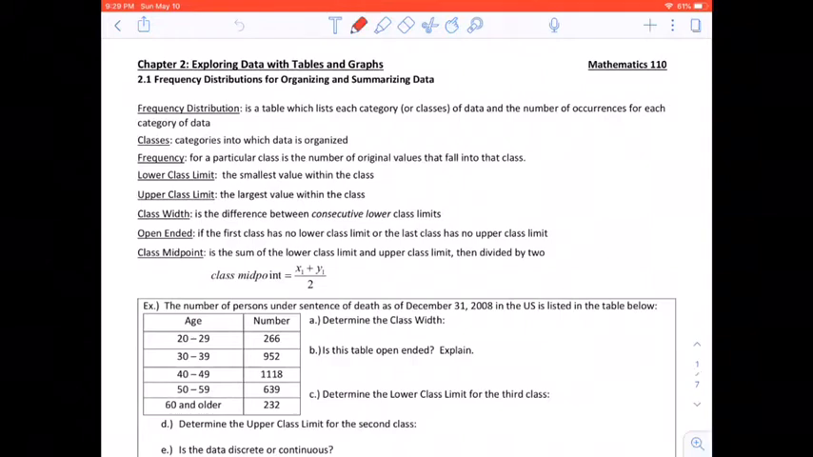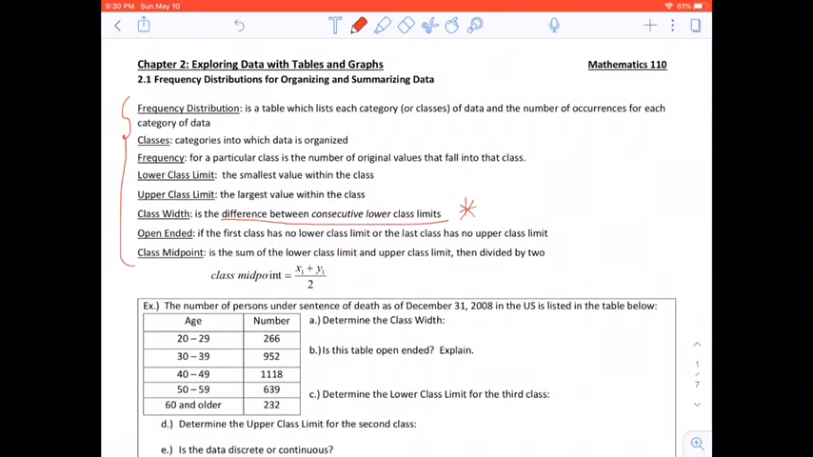Classes are the categories in which the data is organized. Frequency is just the number of times it occurred. We have a lower limit, which is the smallest value that we have, and an upper limit, which is the largest value that we have, and that's within the class. Class width is the difference between consecutive lower class limits, definitely something we need to know.